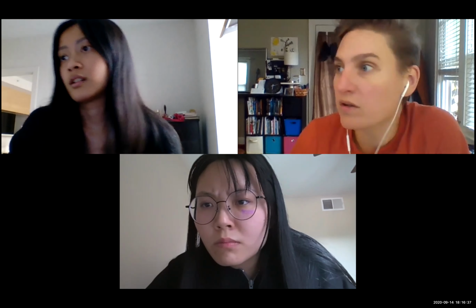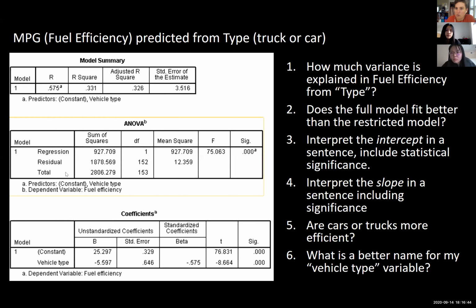Yeah. Okay. Well, sort of. So the regression sum of squares is the difference between the residual and the total. Wait, I have it pulled up on here. So let me just. So right here, the total is the restricted model. This here is the full model. And the regression is the difference between the two.